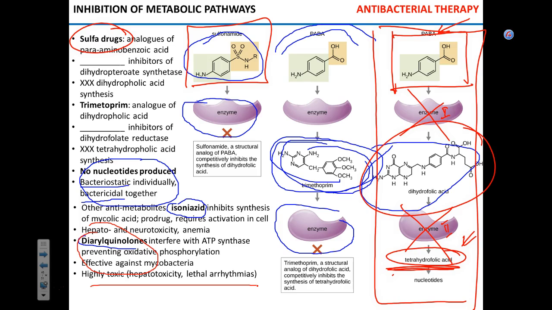Now, what they inhibit. You may get a question, what is the mechanism for isoniazid? What is the mechanism for diaryl quinolone? What is the mechanism for trimethoprim or sulfa drugs? Know that sulfa and trimethoprim are competitive inhibitors of, I'm not going to ask you the names of the enzymes, don't worry. Okay?